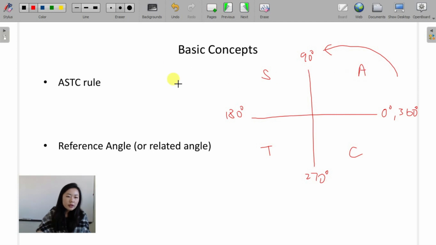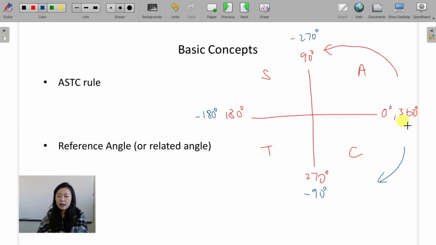Now I won't go into too much depth about that because that's not the focus of today. If you have negative values, you actually go in the clockwise direction. So it would have been minus 90, minus 180, minus 270, and minus 360. All right, but that's not the focus. We are just going to focus on the positive angles today.